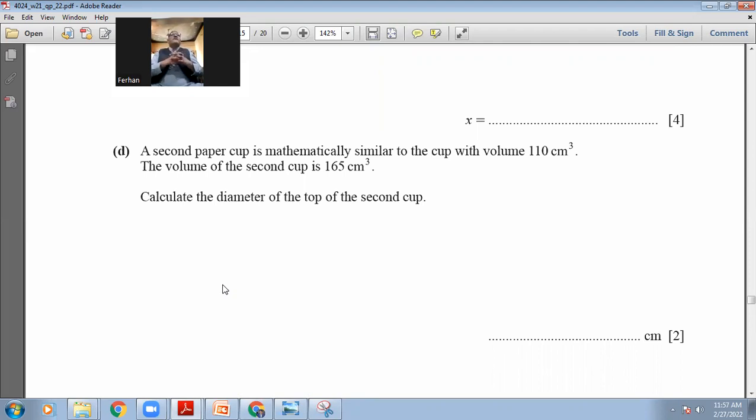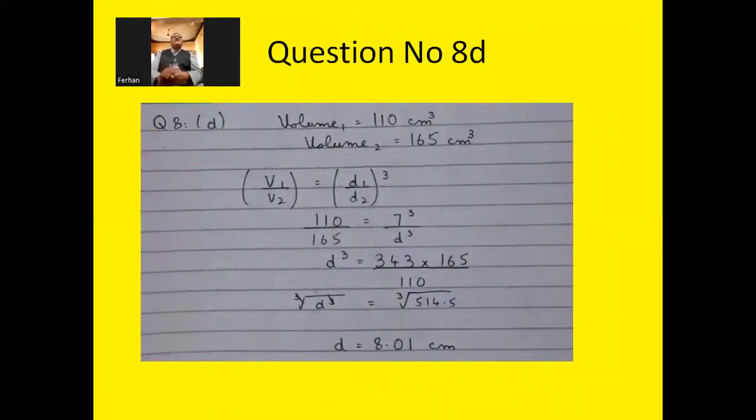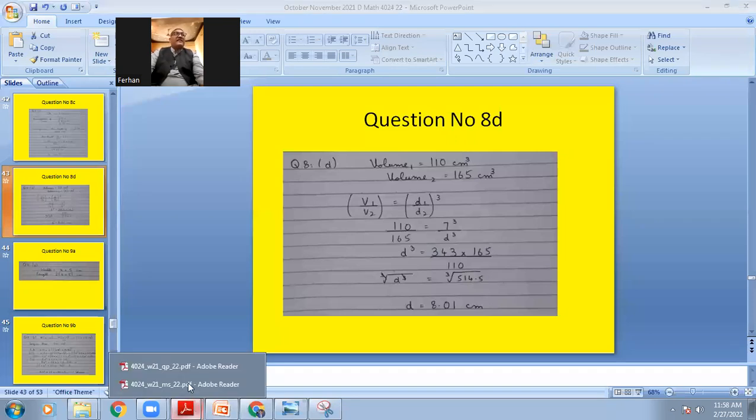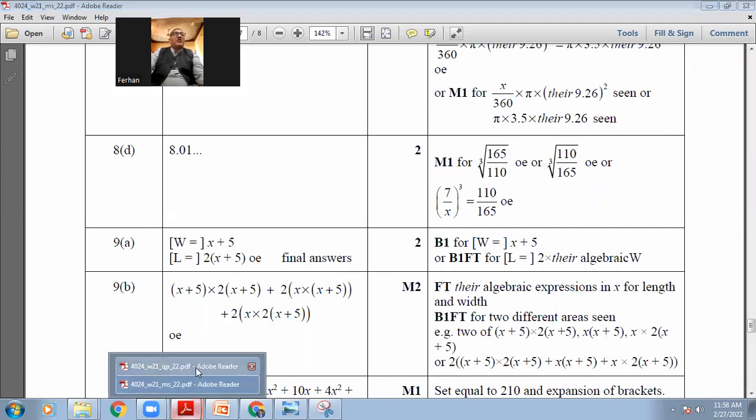You remember the similar solids. Volume 1 by volume 2 will be equal to diameter 1 by diameter 2 whole cube. So volume 1 by volume 2 equals dia 1 by dia 2 whole cube. 110 divided by 165 equals 7 cube divided by d cube. So d cube will be equal to 343 multiplied by 165 divided by 110. So take the cube root on both the sides. So D will be 8.01. Let's have a look at the answer. 8.01 is the right answer, sir. Okay, so let's move to the next question.